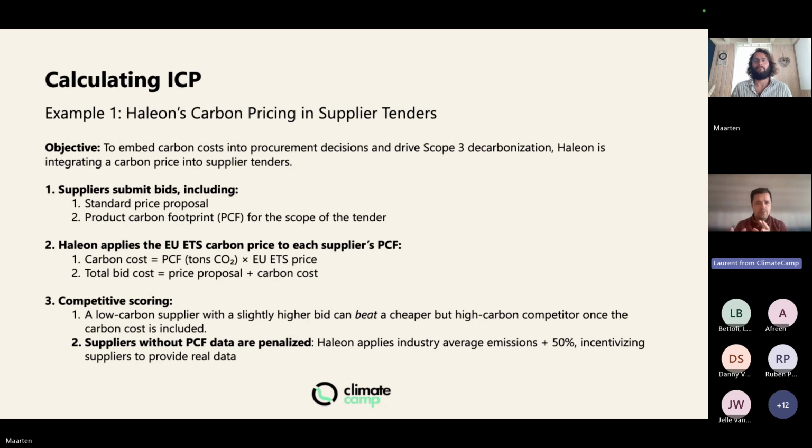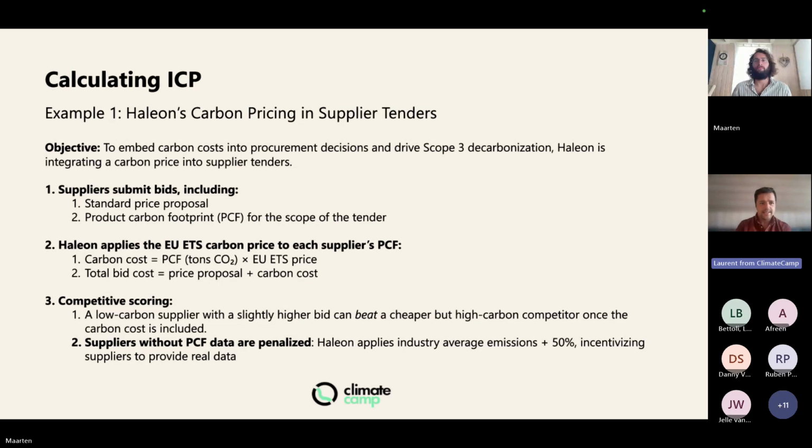And Halion is one of the first that presented their case, because they actually went to their suppliers with a tender asking for product carbon footprint and telling them that they will take it into account in their buying decision. So it was actually Chris Lowe of Halion that presented the case. He's the procurement professional of Halion.